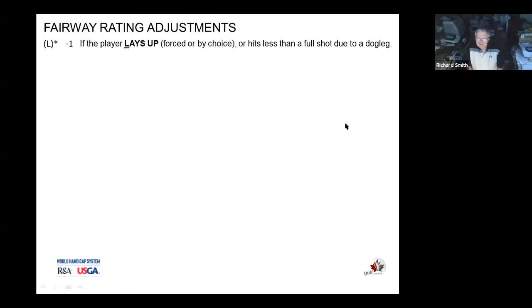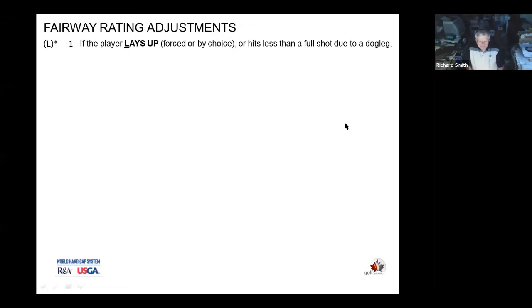Fairway rating adjustments. They've changed some of these from what we had before. The L-1 is not a change. That's if the player has laid up, either a forced layup or a layup by choice, as discussed yesterday, or hits a less than full shot due to a dog leg bend in the fairway. Again, we discussed that. If that's the case, an L-1 adjustment to the fairway rating is put in.